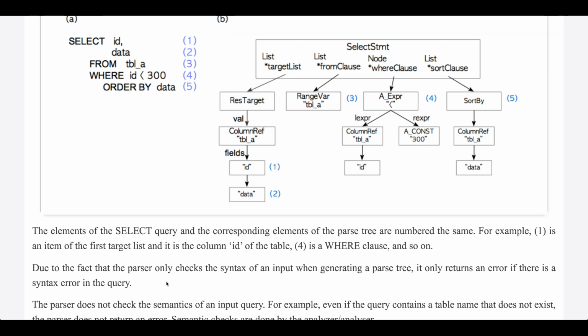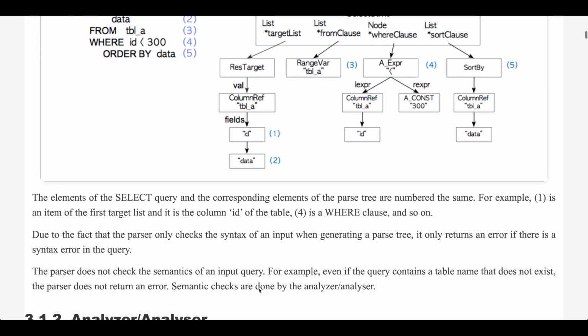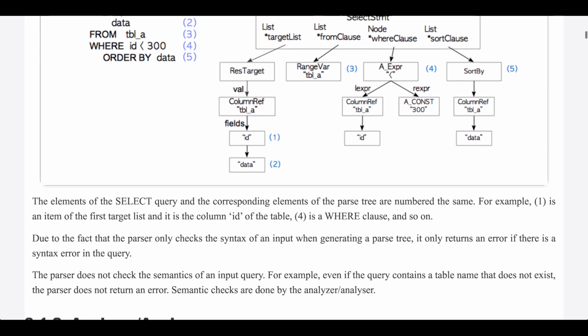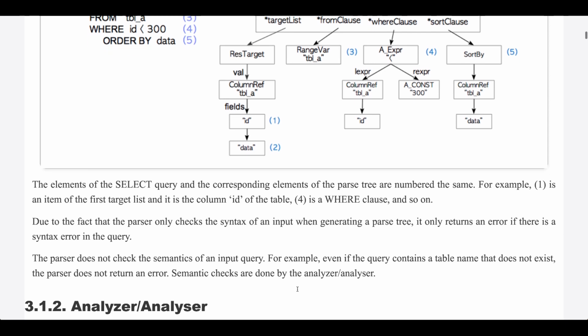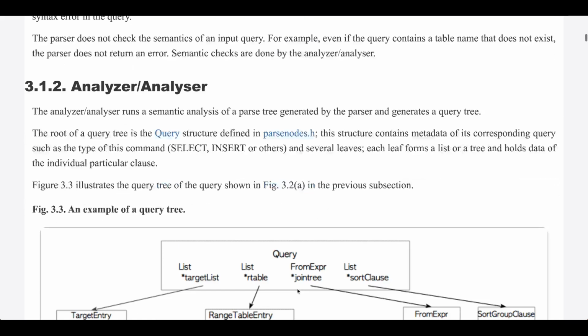Due to the fact that the parser only checks the syntax of an input when generating a parse tree, it only returns an error if there is a syntax error in the query. The parser does not check the semantics of an input query. For example, even if the query contains a table name that does not exist, the parser does not return an error. Semantic checks are done by the analyzer.